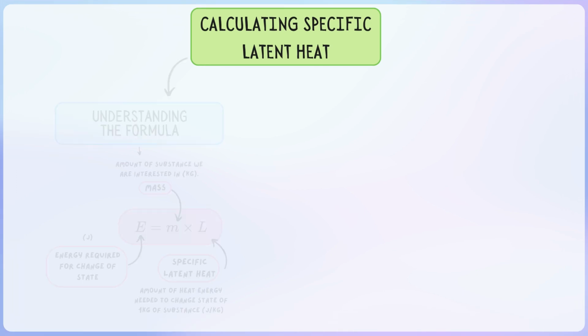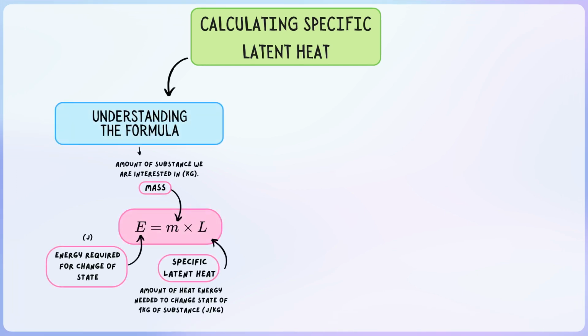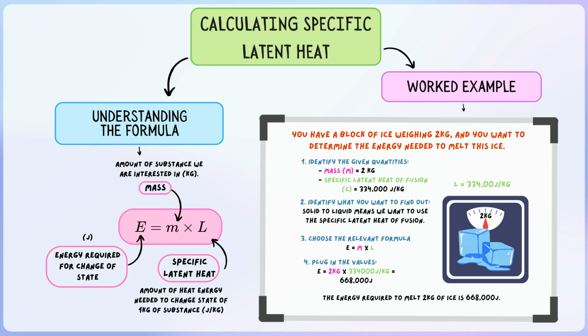In conclusion, the formula E equals ml helps us to calculate the energy required to change the state of a substance. Mass, m, is measured in kilograms, and specific latent heat, L, is measured in joules per kilogram. The energy required, E, is measured in joules, J. In our example, we calculated the energy needed to melt 2 kilograms of ice using the specific latent heat of fusion. By understanding and applying the formula E equals ml, we are better equipped to quantify the energy involved in state changes and understand the specific conditions required for these transformations.